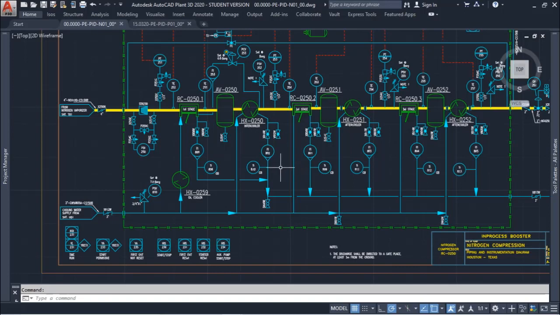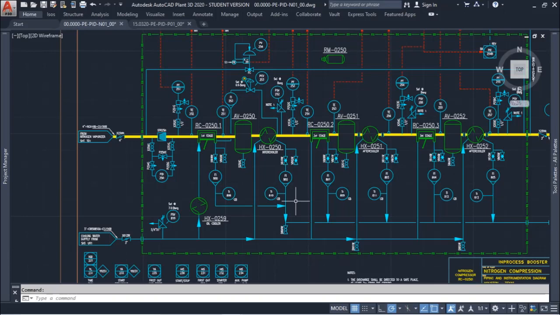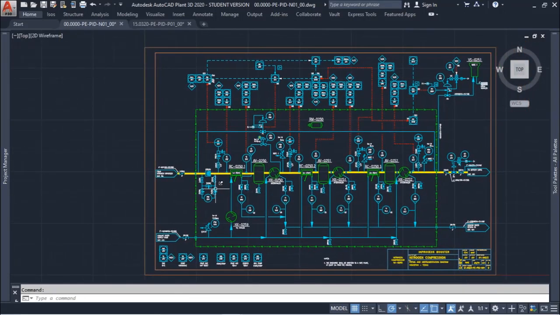What will help you also to understand the process is the arrows that you see in each stream. It tells you the direction of the stream. So here I have a stream from the left to the right. Here I have it from the top to the bottom, and you can see that in the cooling water system. And as we have only a straight line in the nitrogen stream, we don't have an arrow in the main line.